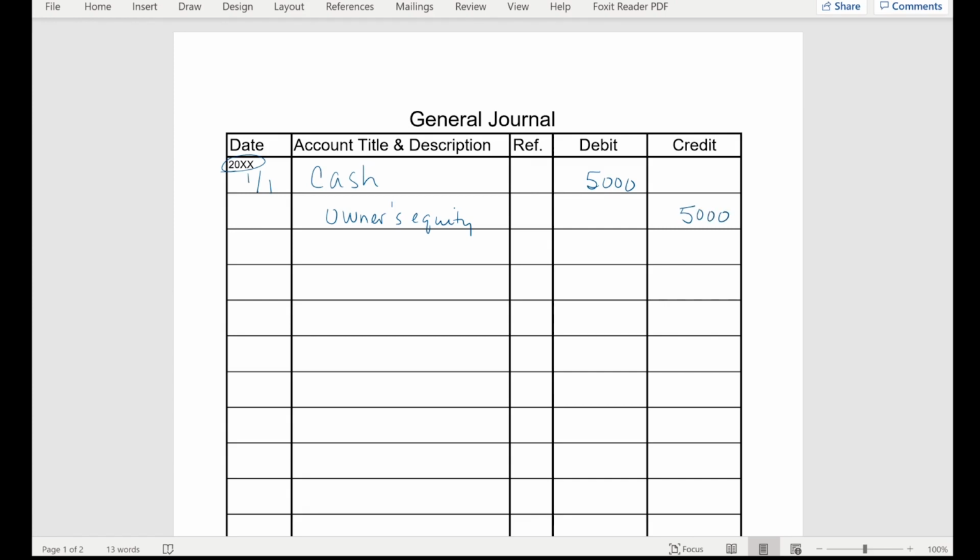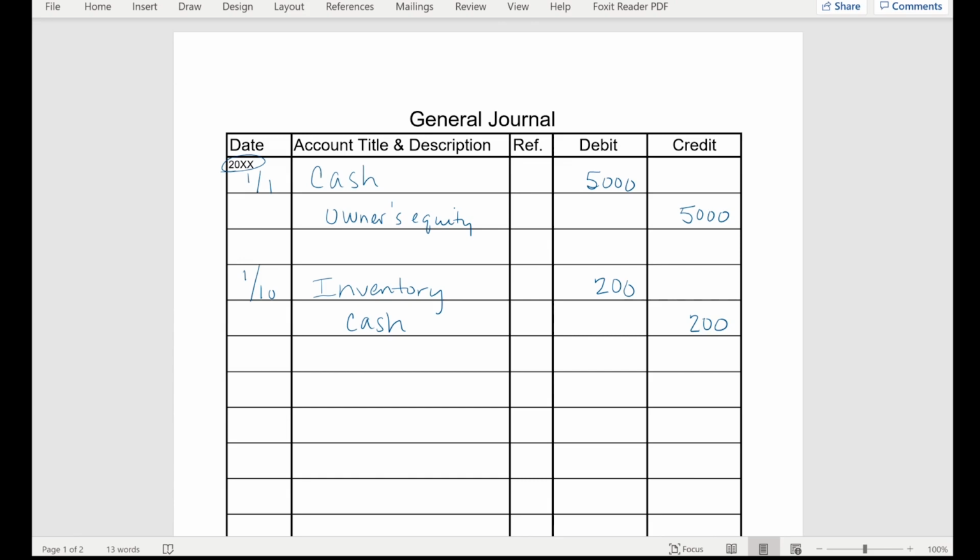And then on January 10th, the owner purchased some inventory, and the purchase was made with cash, so we're going to come down and we're going to say 110 for January 10th. We're going to put inventory here, and then we're going to put cash below it. And that purchase was $200, so we're going to debit inventory for $200, and we're going to credit cash for $200.